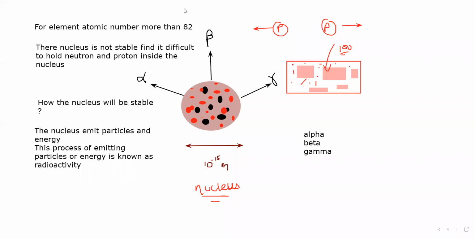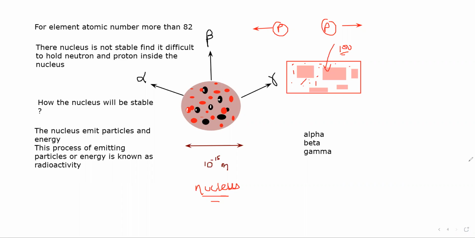The nucleus consists of particles such as neutrons and protons. So inside the nucleus, you have protons and you have neutrons. Because there are a lot of protons and neutrons inside the nucleus, the nucleus finds it difficult to hold these particles. As the nucleus finds it difficult to hold these particles, it starts to emit them, and the process of emitting particles is known as radioactivity. Emitting particles from the nucleus is termed radioactivity.